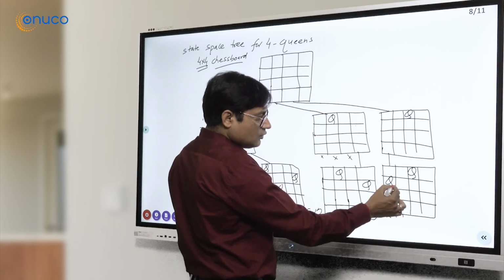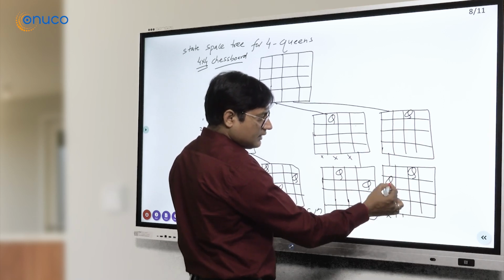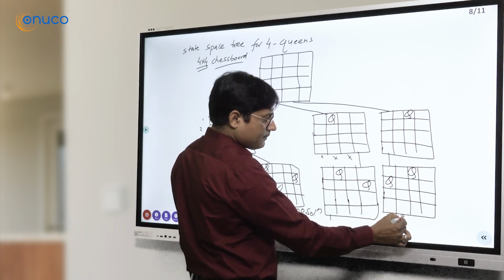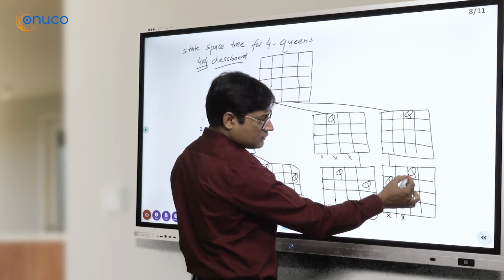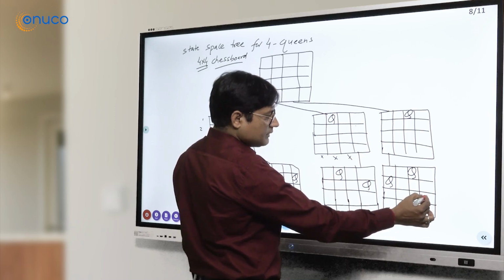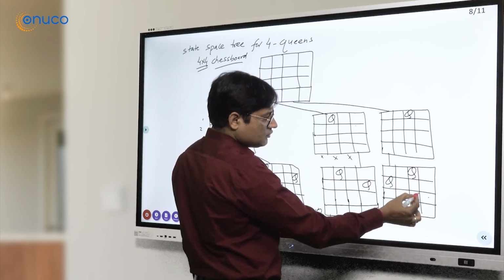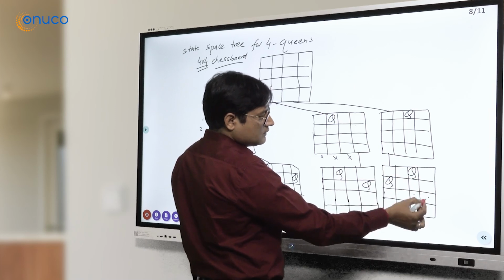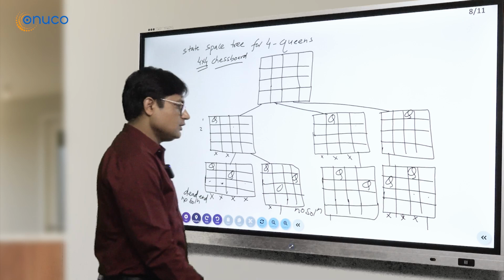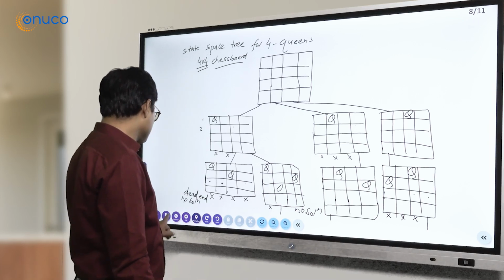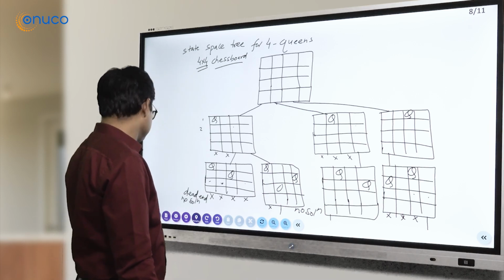Can we place it here? No, it comes in the same diagonal. So this is failed. Here, it comes under the same column of the first queen. Failed. Can we place it here? We can see that it does not come under the same diagonal, same row, or same column. So here you can place. So let us see in the next page how we are going to discuss.